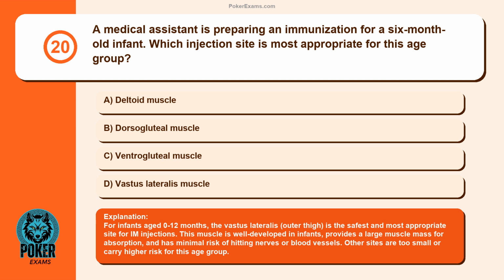For infants aged 0 to 12 months, the vastus lateralis, outer thigh, is the safest and most appropriate site for IM injections. This muscle is well developed in infants, provides a large muscle mass for absorption, and has minimal risk of hitting nerves or blood vessels. Other sites are too small or carry higher risk for this age group.